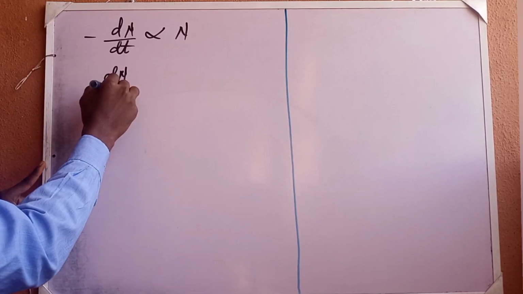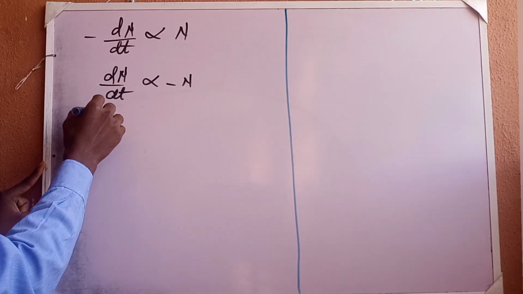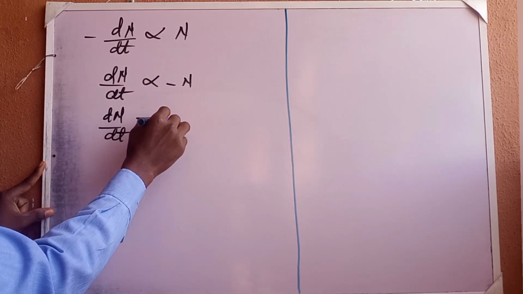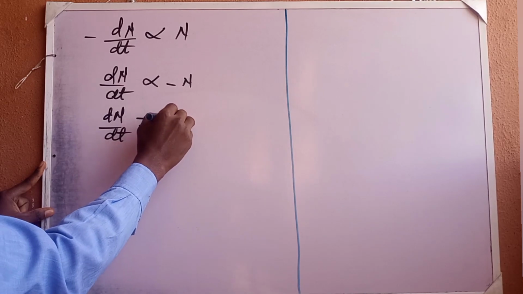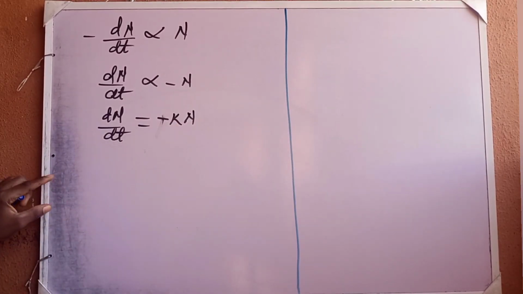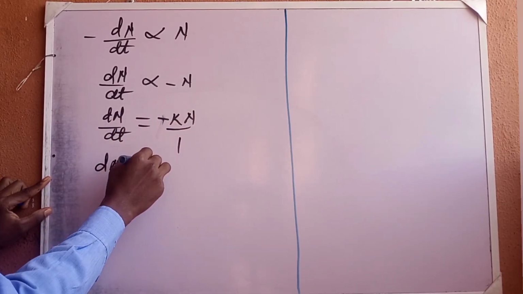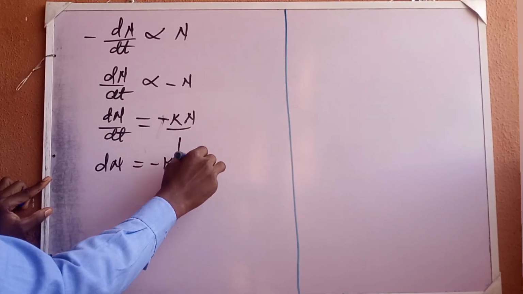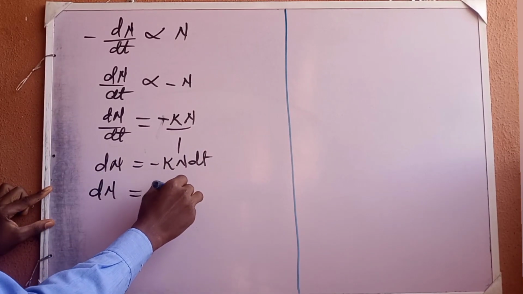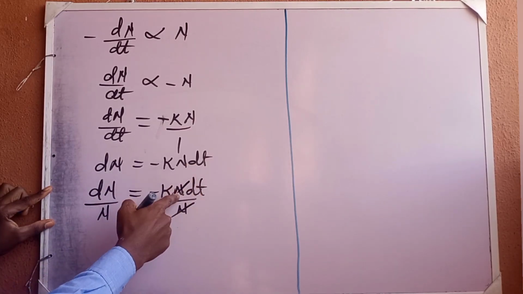So we can say dN/dt is proportional to negative N, and dN/dt will be equal to negative kN. This k is the constant of proportionality. When I cross multiply here, I have dN equal to negative kN dt. Then I want to divide both sides by N. So here is upon N, here is upon N. This N goes with this N.